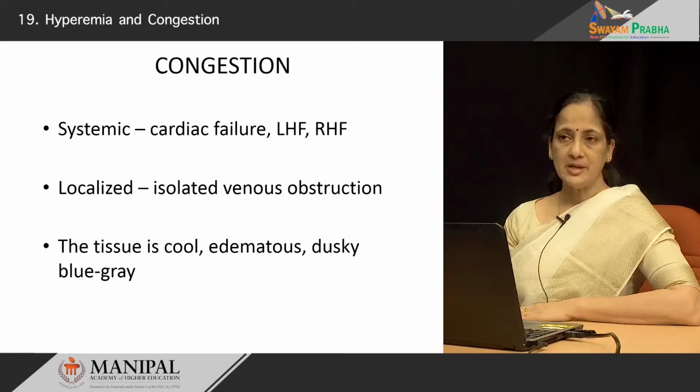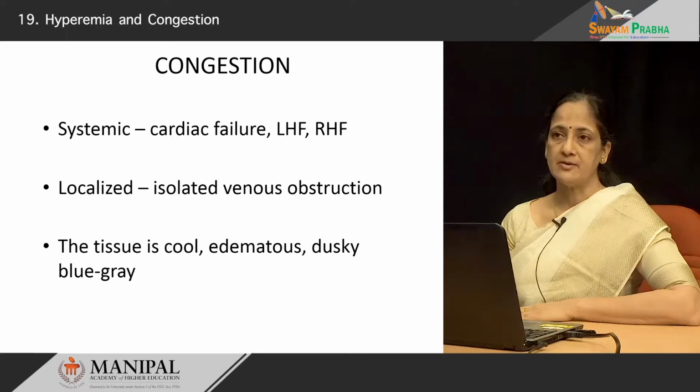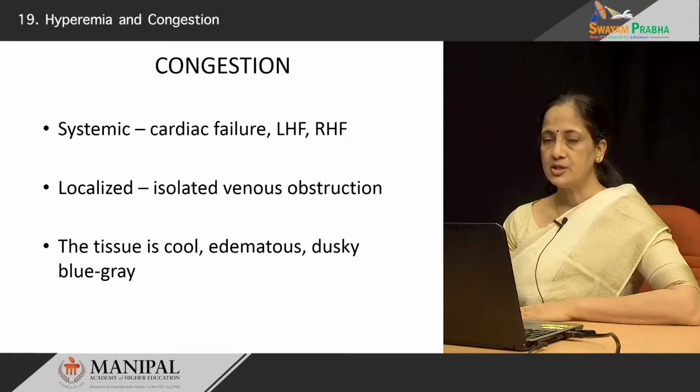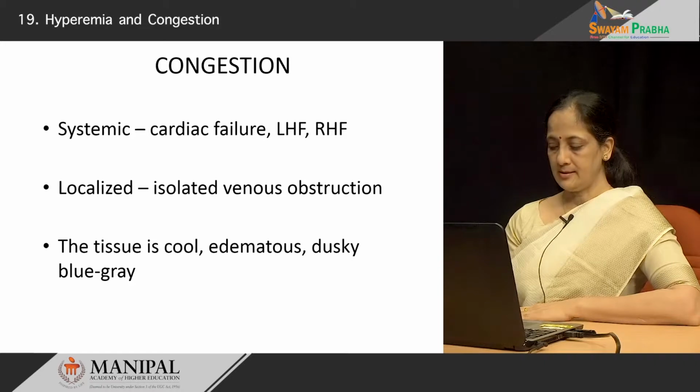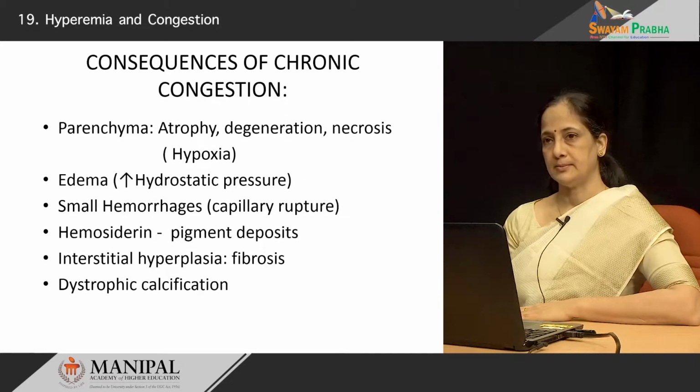Congestion therefore can be systemic if it is occurring, say for example, secondary to cardiac failure. So, if there is left sided heart failure, we are going to see chronic venous congestion in the lungs. If there is right sided heart failure, we are going to see systemic venous congestion. Localized chronic venous congestion can occur if a particular vein is obstructed to a particular tissue or organ. For example, if there is a deep venous thrombosis in the leg, tissue is going to show features of chronic venous congestion. The affected tissue is usually cool, edematous, dusky blue-gray in color.